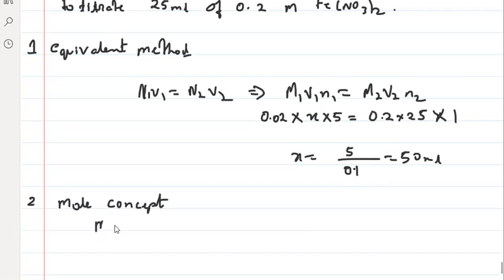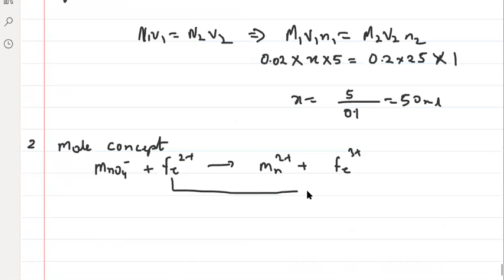So it is MnO4 minus plus Fe2 plus, right? It will convert into Mn2 plus and Fe3 plus. So we will use the oxidation number method. 1 electron lost. 5 electrons gained. So it should be multiplied by 5. Now it is balanced.